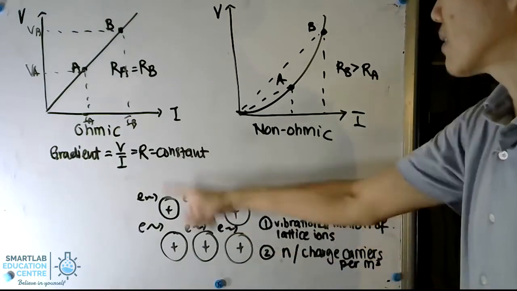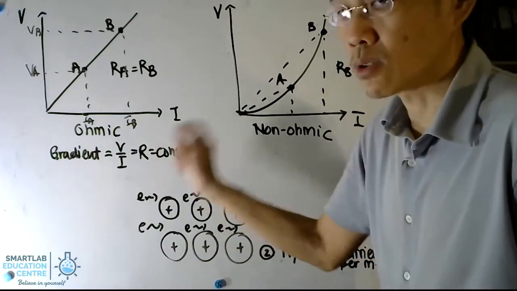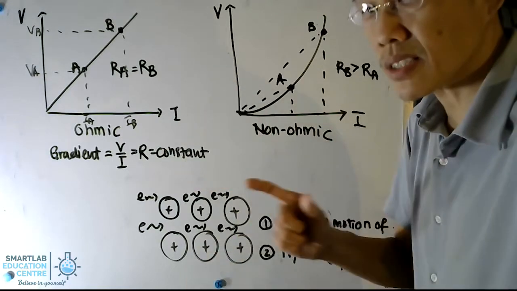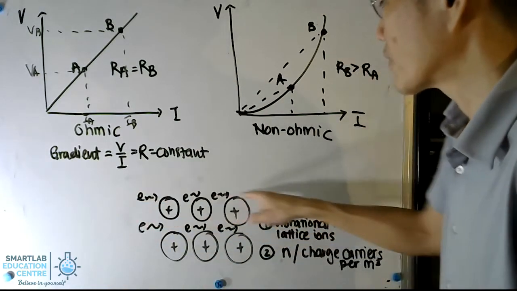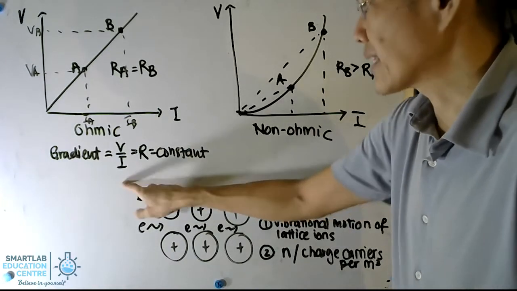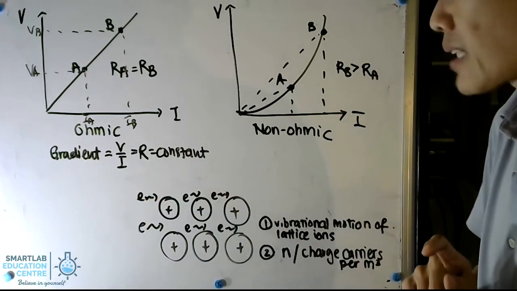To explain that at a microscopic level, what happens in an ohmic resistor is that as the potential difference across the resistance increases, the drift velocity of the electrons increases, and because of that, the current also increases. And that allows R to be kept as a constant.